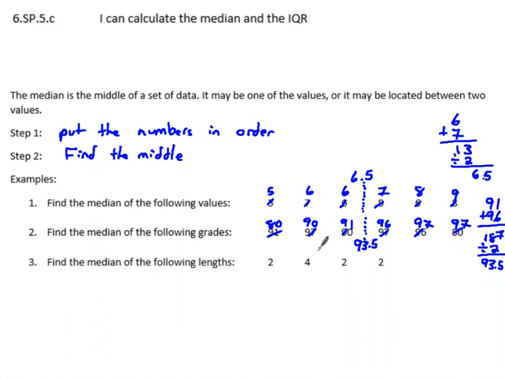On our next one here, we only got 4 values. Let's put them in order, 2, 2, 2, and 4. Halfway would be between these two right here. And what's between 2 and 2? Well, no calculations in this case. It just is that 2 is the median.